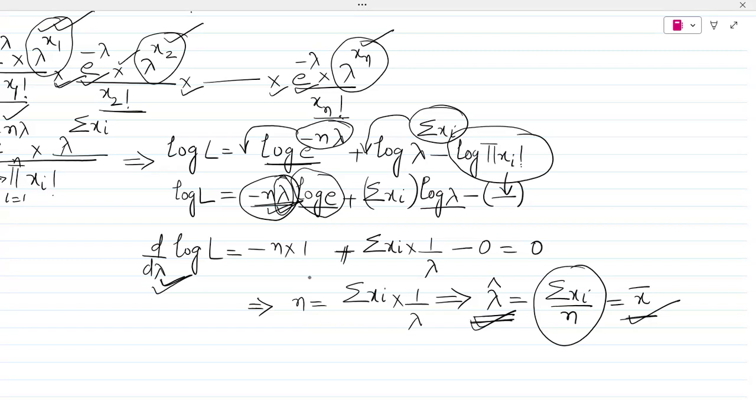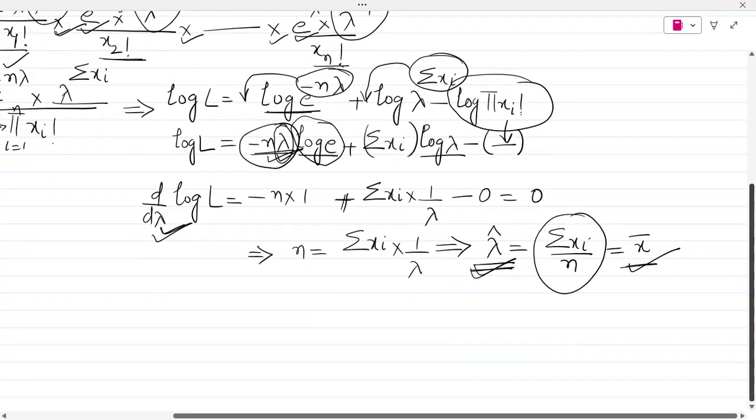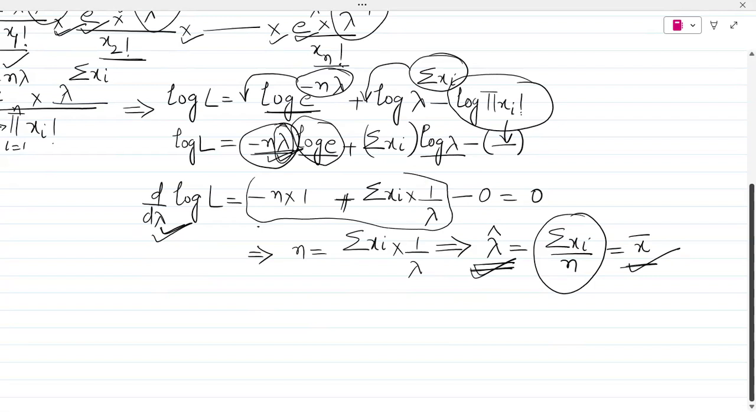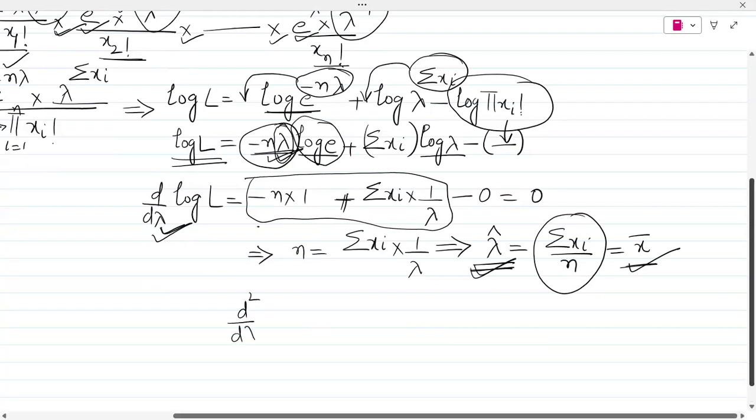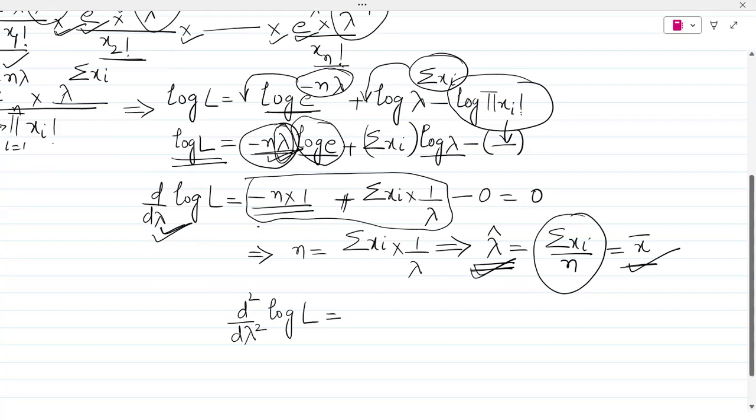Now, just once again, this was the first derivative of log L with respect to lambda. If I take the second derivative, that will be d square by d lambda square of log L. What is the derivative of minus n? 0. And what will be the derivative of 1 by lambda? It will be minus 1 by lambda square into summation xi, i from 1 to n.